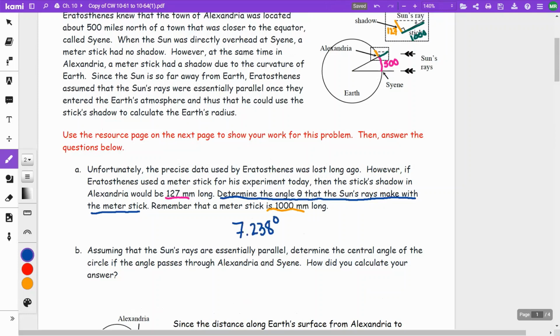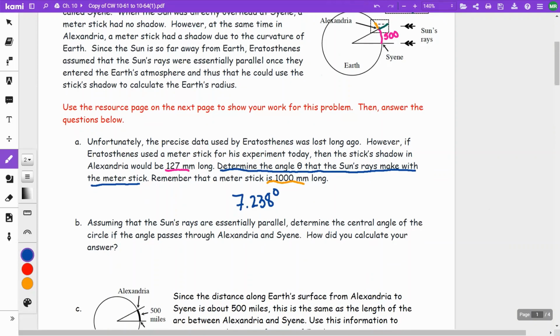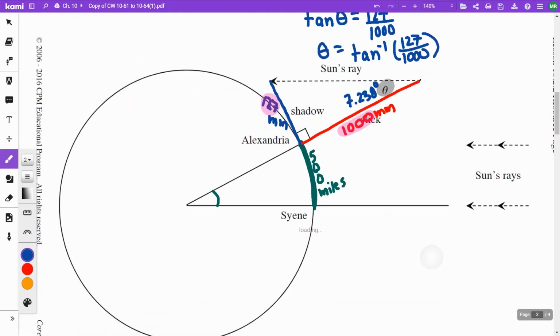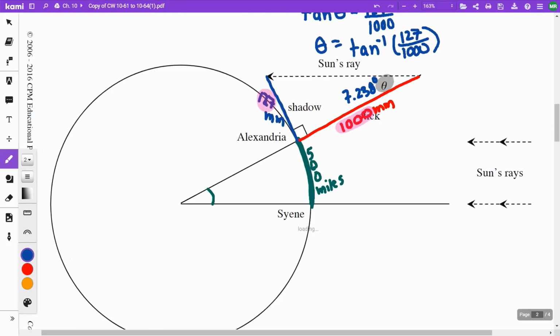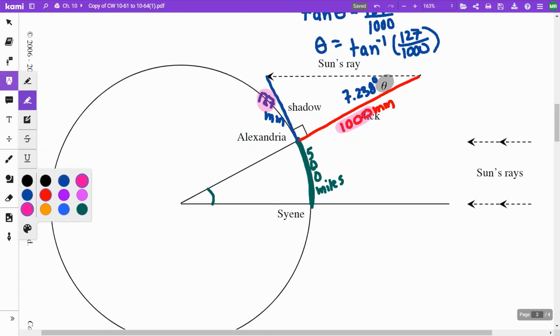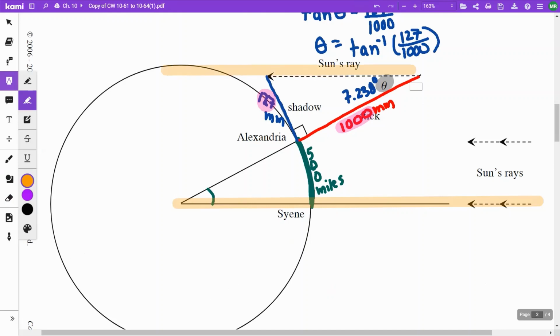Then it says, assuming that the sun's rays are essentially parallel, determine the central angle of the circle if the angle passes through Alexandria and Cyan. How did you calculate your answer? So we want to find this angle right here. To find that angle, I am going to have these parallel lines, and I'm also going to think about this one here. That's the sun rays.